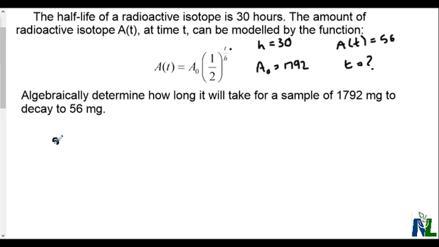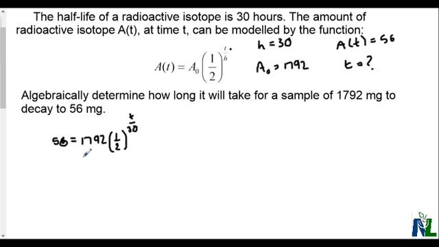So that will give me 56 is equal to 1,792 times 1/2 to the t over 30. Now, the only method we know to solve an exponential equation right now is to solve using like bases. So in order to get to that point, what I'd like to do is, first of all, take 1,792 and move it to the left-hand side.